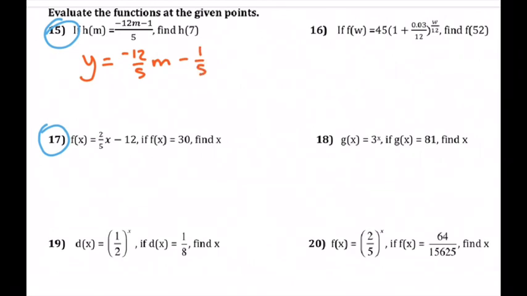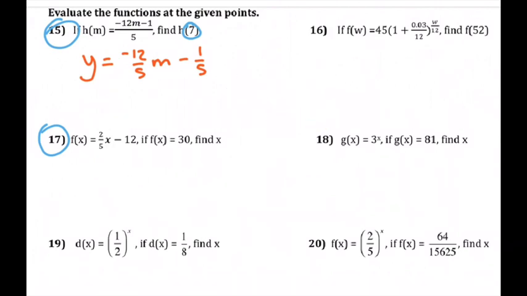If I was going to graph that, it is linear. It has a y-intercept of negative 1/5. It has a slope of negative 12/5, so it's going to be going like this. Okay, that's what we're looking at here, just to understand that we're talking about a line. I'm wondering, if I went to 7 on the x-axis, where would I have to go down to get to where the line is? So your answer should go along with that idea.